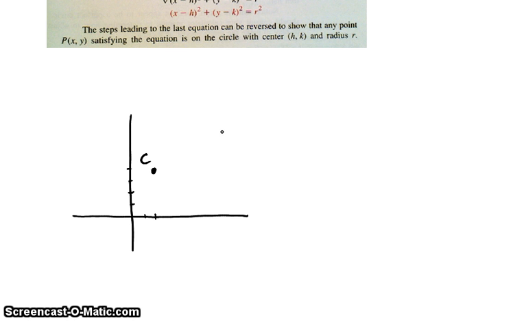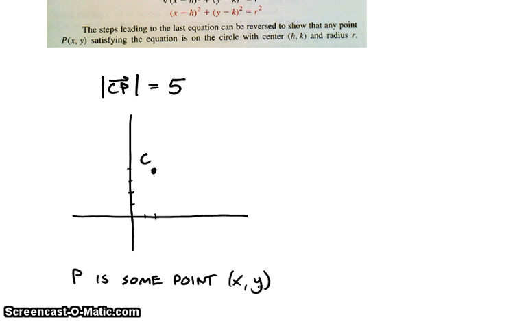Now, C could be part of a vector. Let's call the vector CP. So that's how we represent a vector, where C is the start of this vector and P is the end point of this vector. And let's say that the magnitude of this vector is equal to 5. And that P is just some point with coordinates (x, y). Some point (x, y).